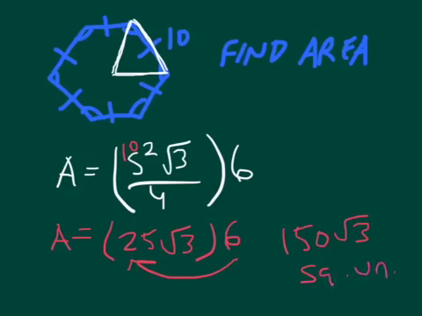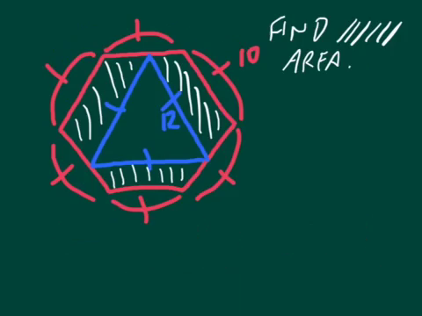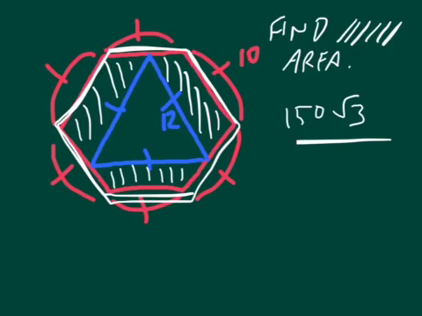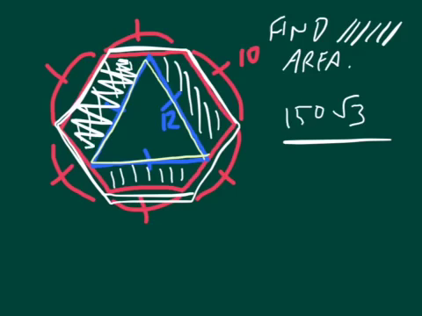Alright? So here we have a more complicated problem, and I'm just going to write 150 √3, which we got for a regular hexagon with side 10, so I don't have to do that work again. Basically, we have this big hexagon that we already know the area of, and what I did was something fancy in here. I just put an equilateral triangle inside. And so I want to know what's left over. What is the stuff here, and here, and here.